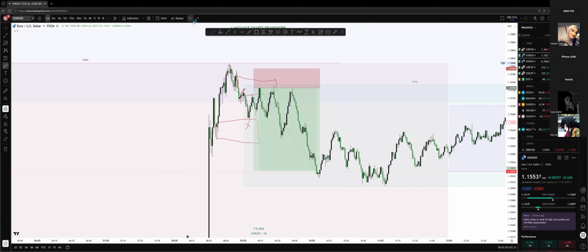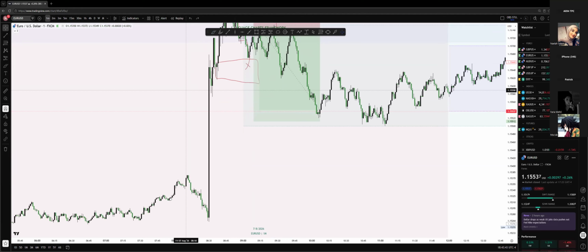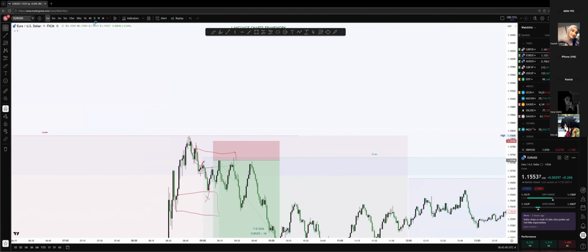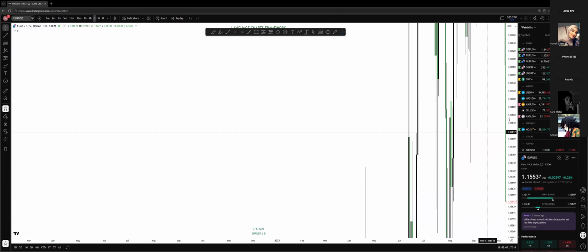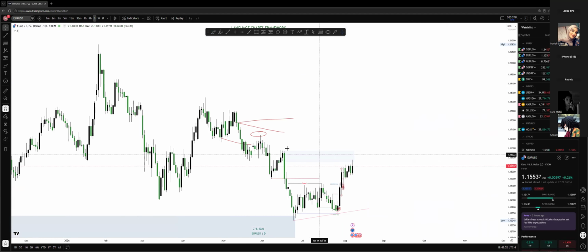Granted, in some cases, you would get this mitigation of this demand, and price still does this right here and still fails this demand. Do you know why? Talking to you, Brian. Do you know why? The reason is because you've already mitigated the supply. You already hit the supply before you come into that demand. Higher time frame supply. Yeah, you already mitigated this.